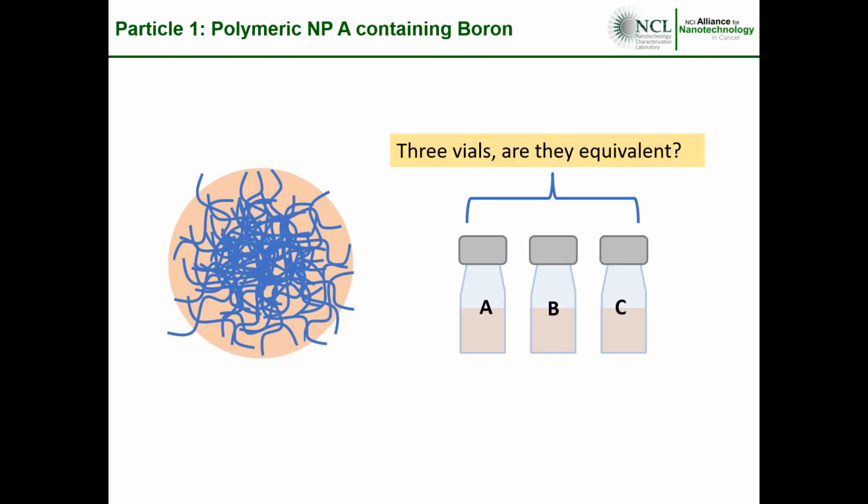And so to illustrate this point, I'm going to look at this particle 1. This is a polymeric nanoparticle containing boron. We receive this in 3 separate vials. And so one of the first things we have to do is look at this nanoparticle and also make sure that each of these samples in these different vials are equivalent or the same, so that, again, we know what we're getting into.